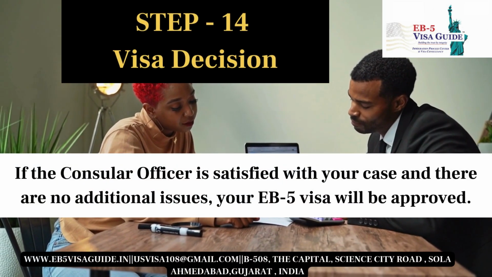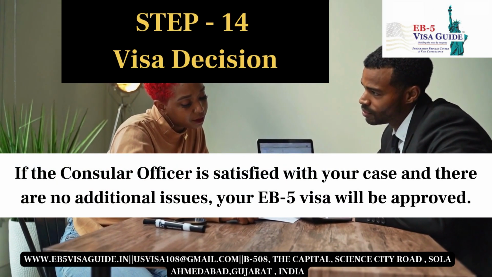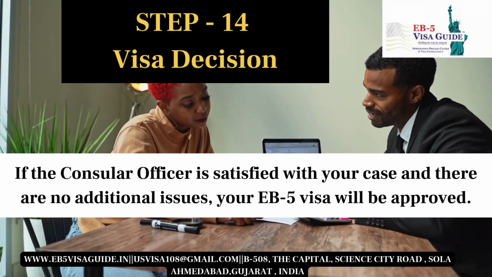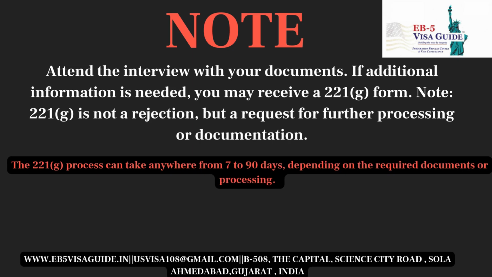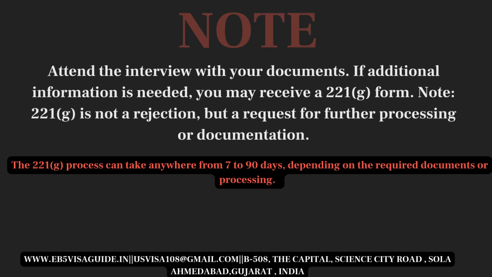Step 14. Visa decision. If the consular officer is satisfied with your case and there are no additional issues, your EB5 visa will be approved. Note: attend the interview with your documents. If additional information is needed, you may receive a 221G form. 221G is not a rejection, but a request for further processing or documentation. The 221G process can take anywhere from 7 to 90 days, depending on the required documents or processing.